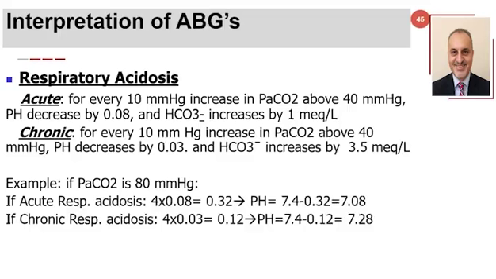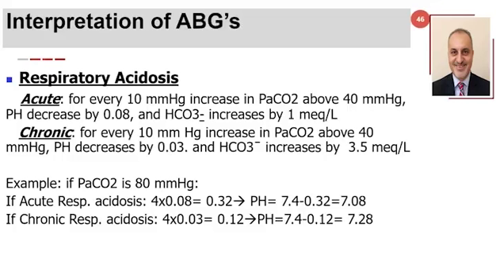Now, the last two slides here: respiratory acidosis and alkalosis. Is this acute or chronic? This is the rule. For acute respiratory acidosis, for every 10 millimeter increase in PCO2 above 40, your pH should decrease by 0.08. And for the chronic, for every 10 millimeter increase in PCO2 above 40, the pH should decrease by 0.03. Your bicarbonate will also change and increase, but the bicarbonate change takes about 6 hours.